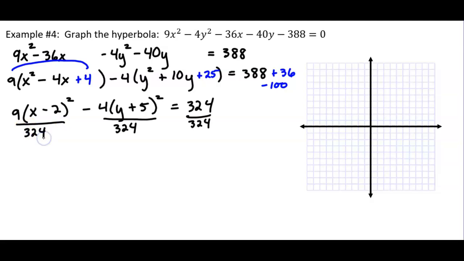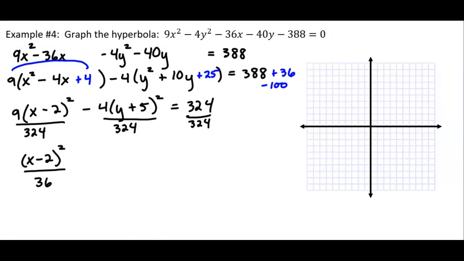Now hopefully 9 goes into 324. I think it does 36 times. Let me double check using my calculator. So that's nice. 36 is a perfect square. All right, then how many times does 4 go into 324? I think it's going to be 81. This is going to be a giant hyperbola. Okay, but it's in standard form. So the numbers do work out nice. They're a little large, but they do work out.